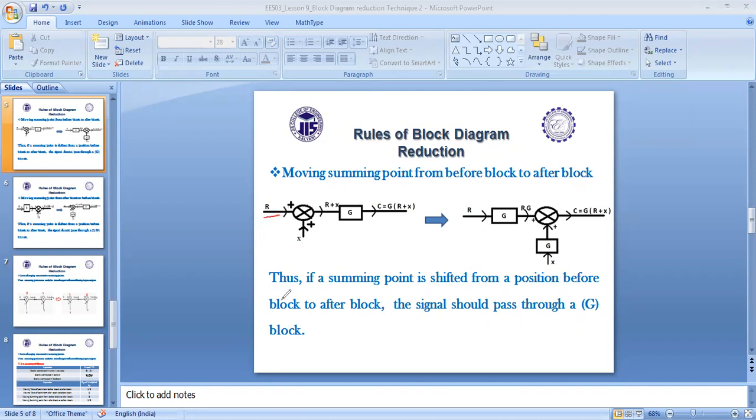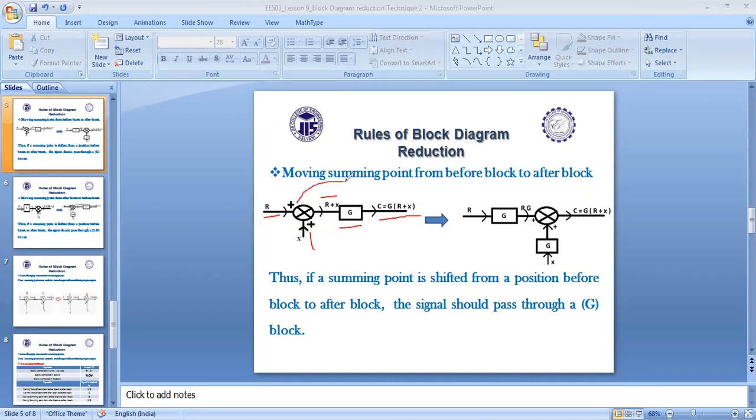See, initially the signal is R and the other signal is X. Then by adding these two signals, you will get the output R plus X. As the summing point is placed before the block, R plus X will be multiplied by G as it is passing through the G block. So output is G into R plus X. So without affecting this input output, what shall we do?